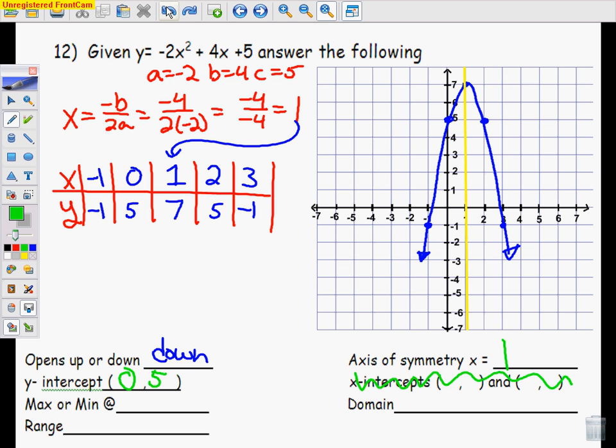All right, and then our max or min. The maximum or the minimum is going to be based on the vertex. The vertex, remember, is going to be your highest or lowest point. So here is our highest point. So we have a max in this problem, and the max is at positive 7. All right, that's the y value of this vertex. All right, the domain. The domain is a collection of all of the x values, right? So this parabola, because it's going to continue to get wider and wider and wider, and I'm going to exaggerate it a little bit, is going to cover all of the x values, all of them. So the domain in this problem is all real numbers.